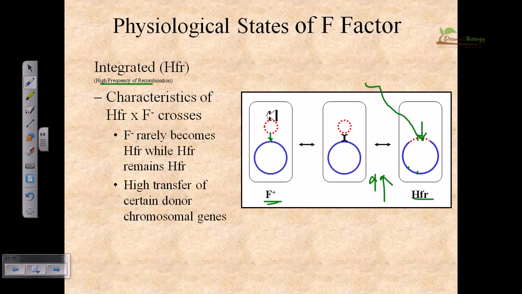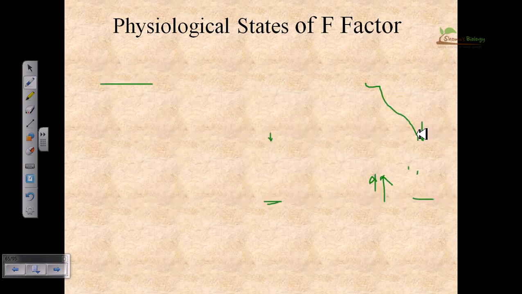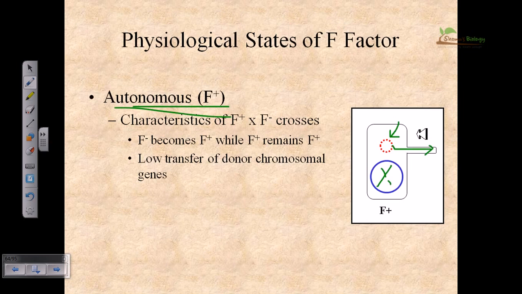Now in the Hfr strain, we have only one integrated chromosome and plasmid content. In this case, we have the chromosomal DNA of the bacteria integrated along with the plasmid DNA of the bacteria. Now in the third case, F plus, we have both of them together. So we have one full chromosomal DNA and one full plasmid DNA.